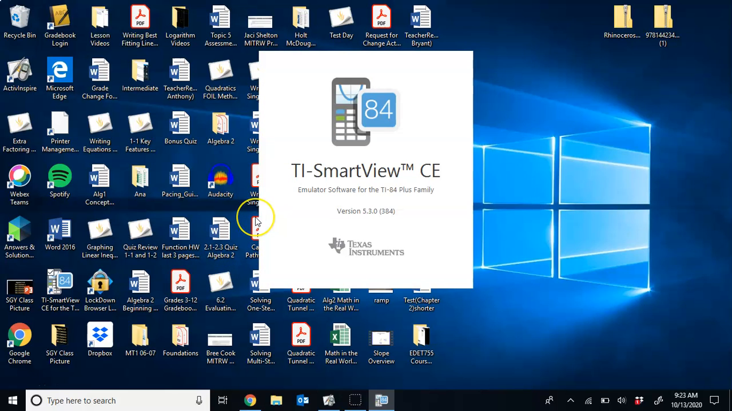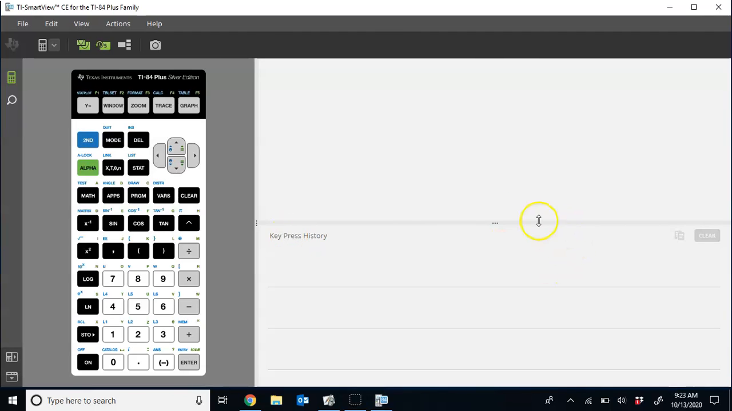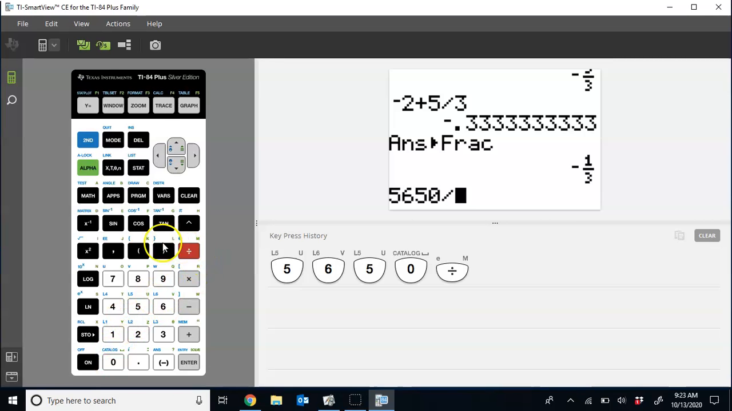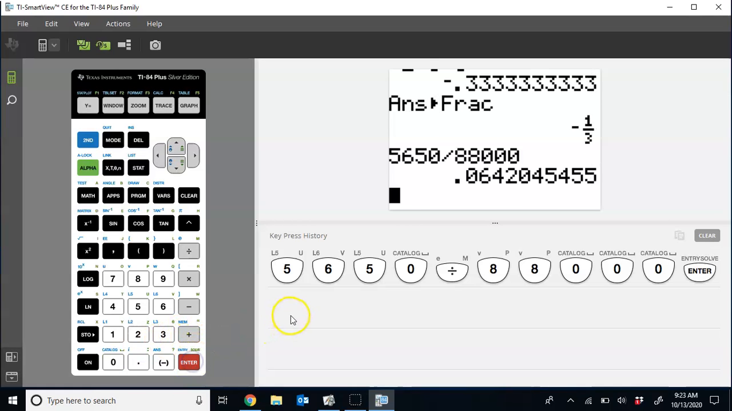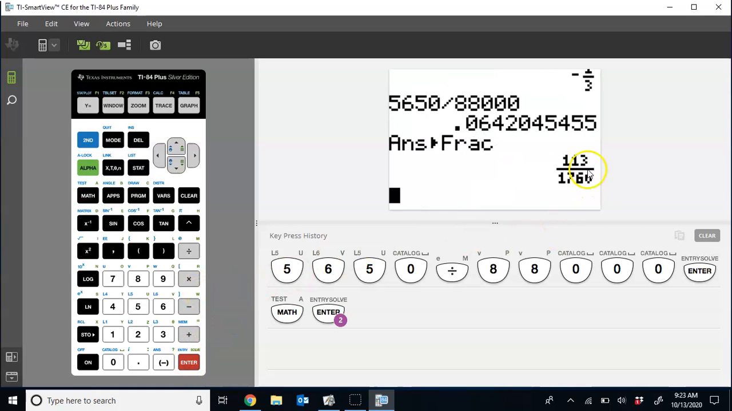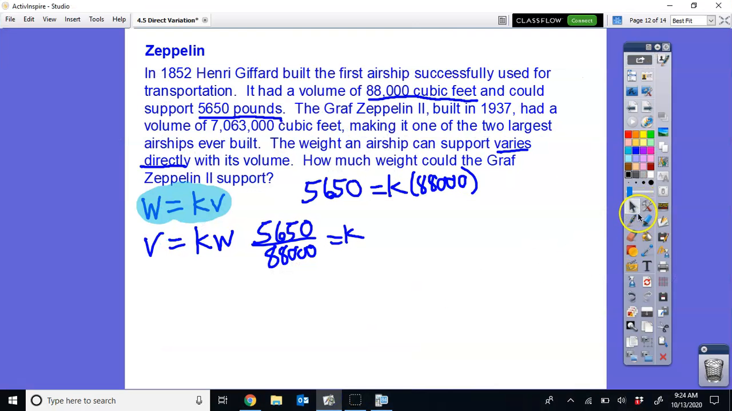So for our calculator, you can use Desmos if you want to also. I'm going to do 5,650 divided by 88,000, and that's going to give me my slope, or my constant. Notice this slope is a little different. It's an ugly decimal here. You could use the decimal, or you could hit math, enter, and change that back to a fraction. It's not real pretty, but I would probably tend to use the fraction.